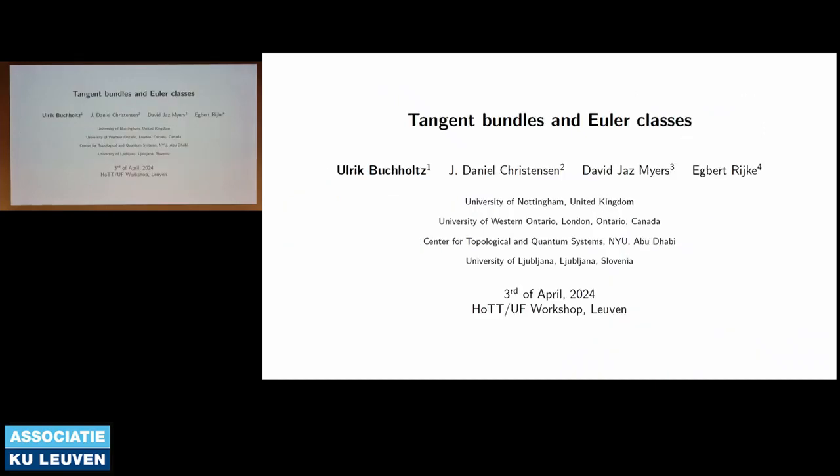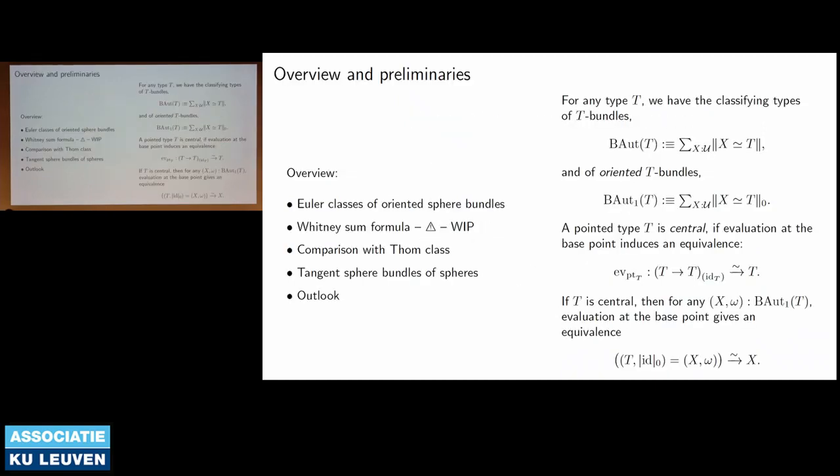So here's what I'll tell you about. I said tangent bundles and Euler classes, but I'm going to do it in the other order. We'll do some Euler classes first, and then we'll talk about the tangent sphere bundles on spheres. What we're not quite done with yet is the proof of the Whitney sum formula for Euler classes, but I'll tell you how far we've gotten so far.